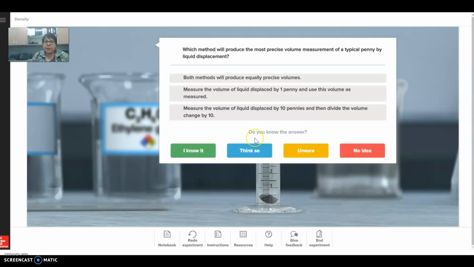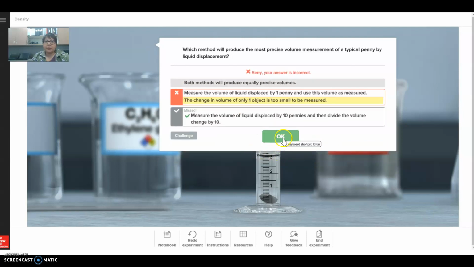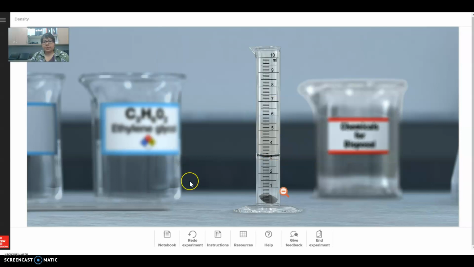Here's a question I was not sure about. I'm just going to pick this one and see if it tells me that's right. I'm just guessing. Oh, I was wrong. Okay. It was 3 mL when I measured it before, and now it looks like it's about 3.1 mL. So the volume of this little tiny piece of plastic is going to be equal to the amount that the water was displaced.